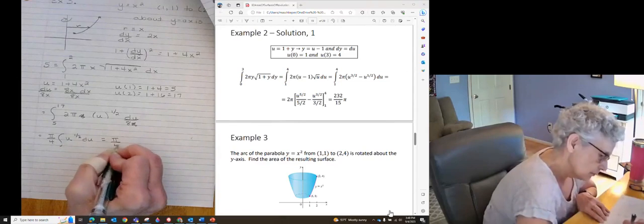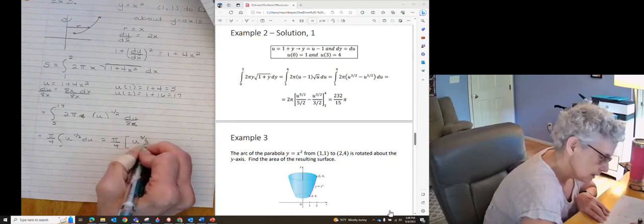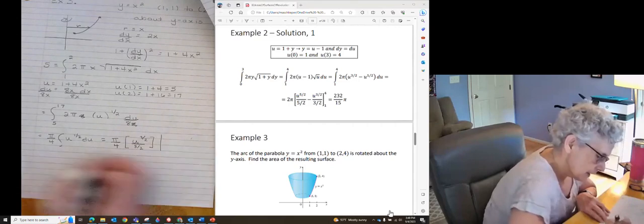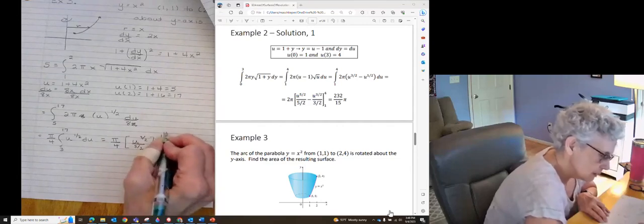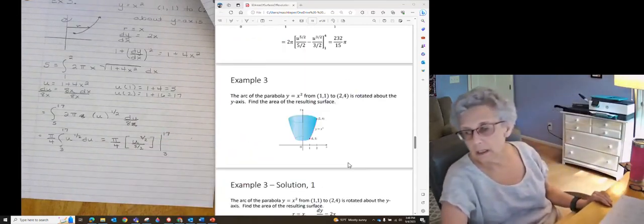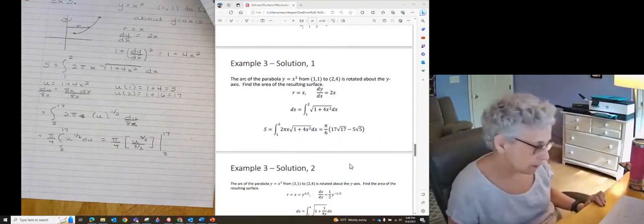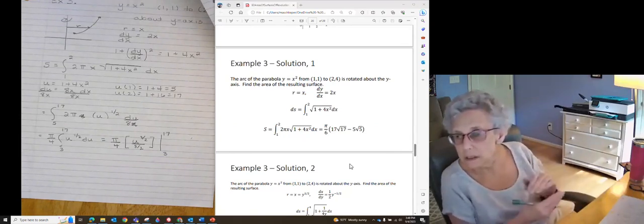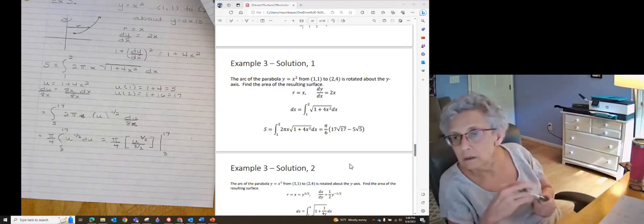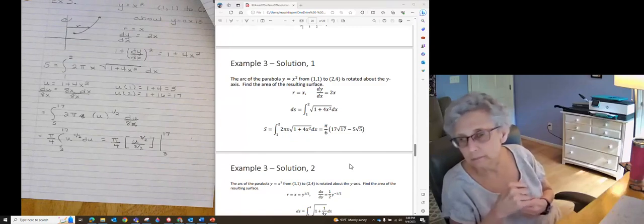So pi over 4. Add 1 to the exponent. Divide by the new exponent. Evaluate from 3 to 17, and we end up with pi over 6 and square root of 17, 17 square root of 17 minus 5 root of 5.